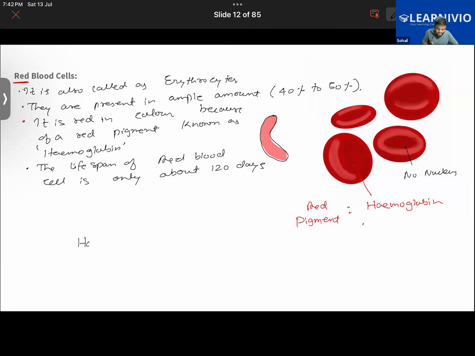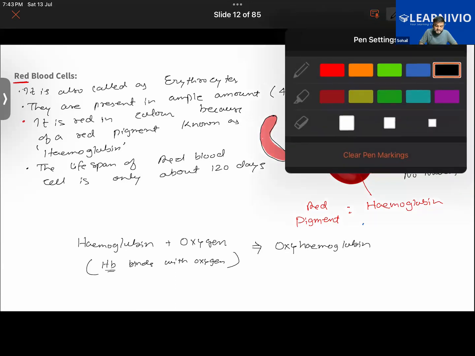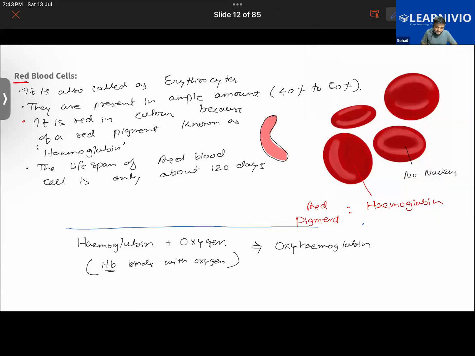The hemoglobin, the red pigment found in the blood, binds with oxygen atoms. Getting it, guys? Hemoglobin, in short, is written as capital H small b. Hemoglobin binds with oxygen, and when it binds with oxygen, it forms oxyhemoglobin. Note this down where you have written the notes of red blood cells.